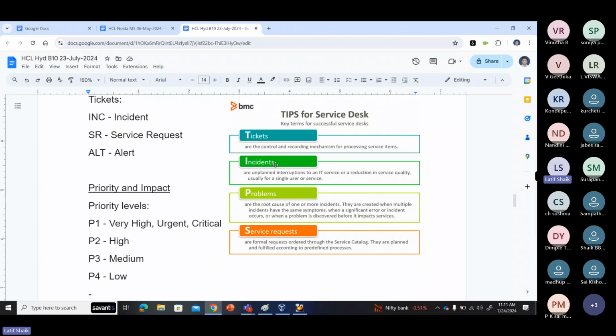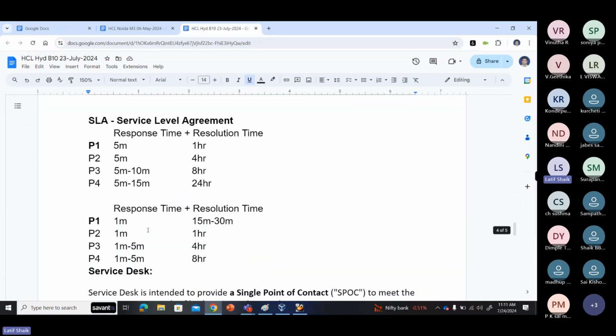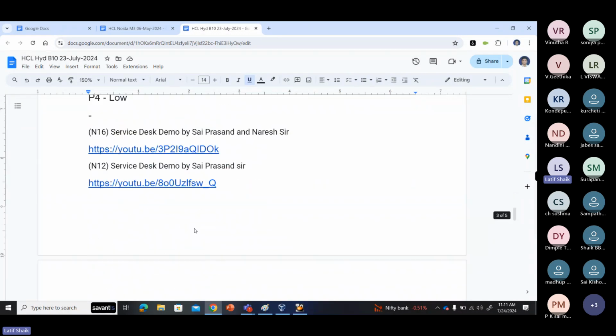We will come back to incident and problem management and everything, but I have explained it. Now we'll go to incident management based on priorities and impact, and I will also explain response time and resolution time.